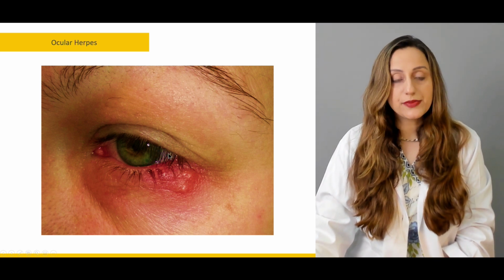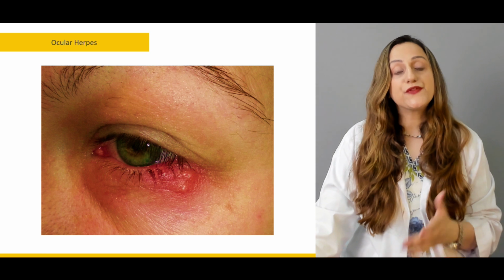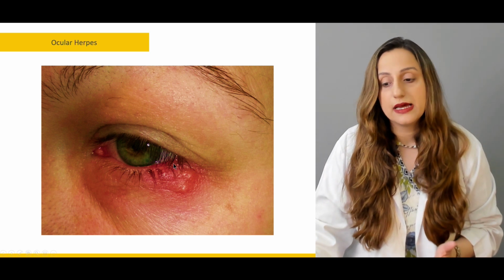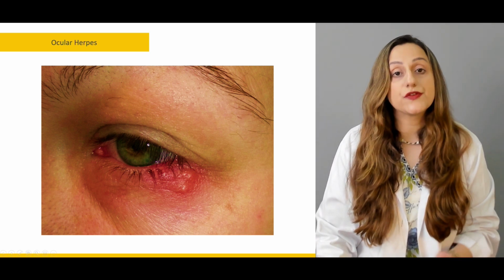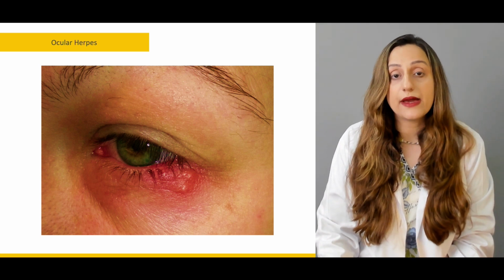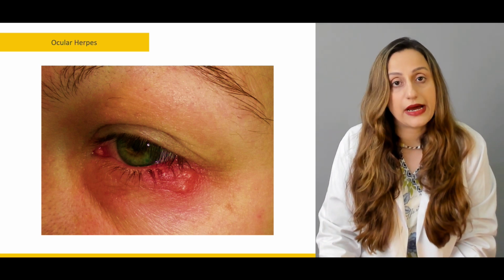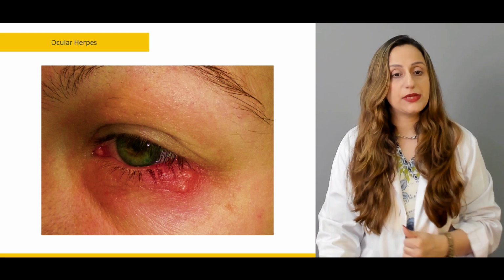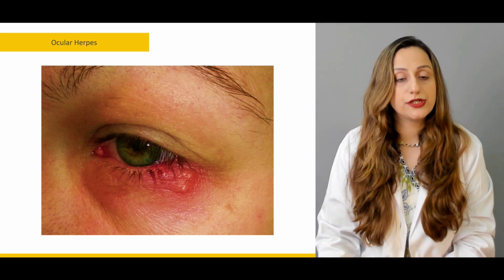You have to remember that these can be different infectious organisms resulting in different sorts of infections. Again, we have to rely upon a lot of investigations that are carried out in patients who are suffering from ocular herpes.